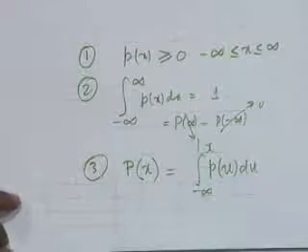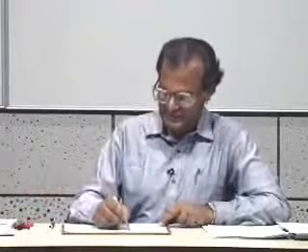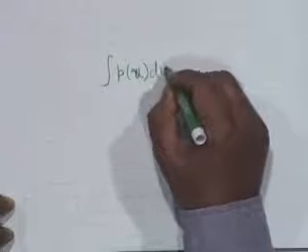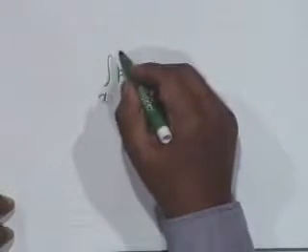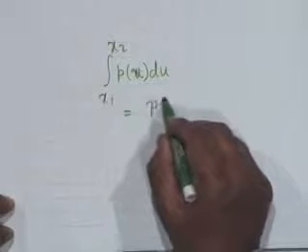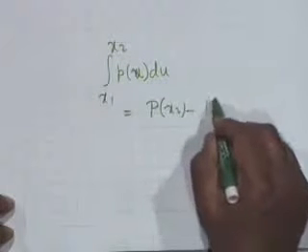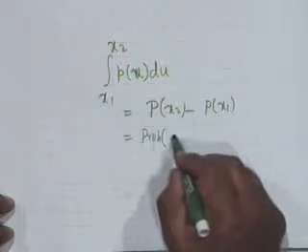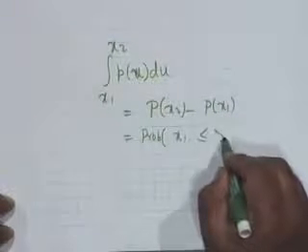That is correct. Alright. And if I integrate small p of u du from x1 to x2, what does this indicate? P of x2 minus P of x1. That is correct. Obviously, it is P of x2 minus P of x1, but this is the probability that the random variable lies between x1 and x2.